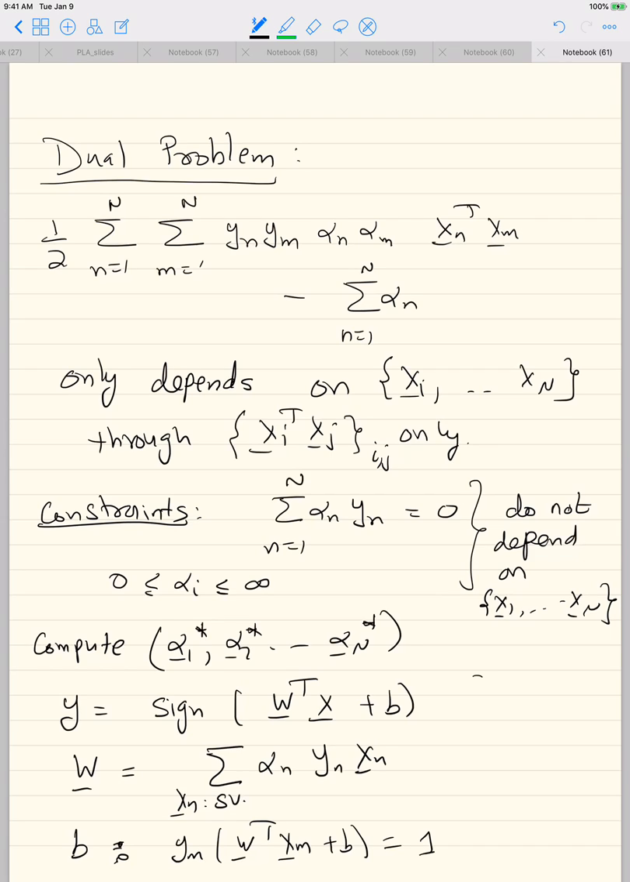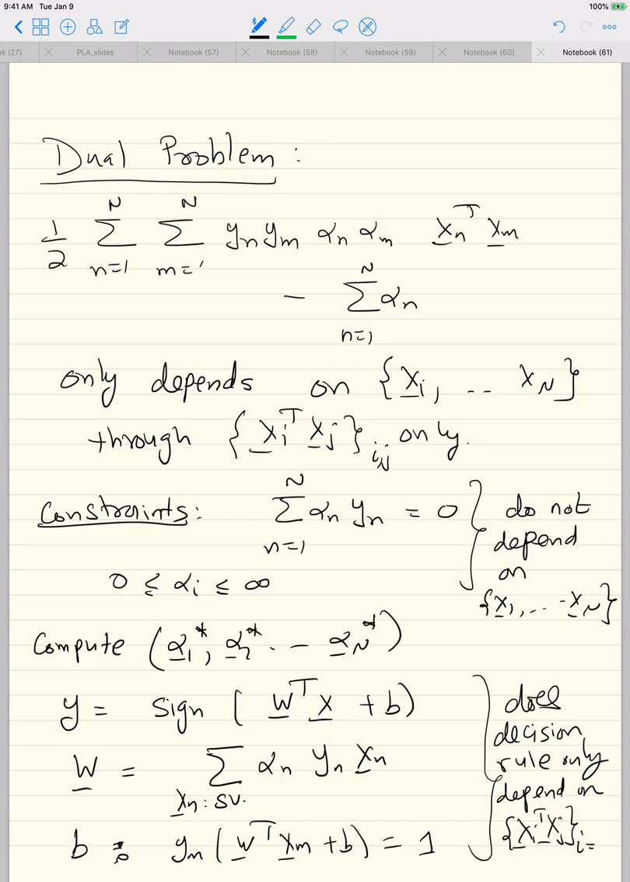Now the question is, does the decision rule only depend on the pairwise inner products, or do we need to know the actual values of the data vectors to compute the decision rule? What we have seen is, to compute the alpha stars, the optimal solution of the dual problem, we do not need the original data vectors. We only need the pairwise inner products between the data vectors. But perhaps to implement the decision rule, we may need the original data vectors. So let's see if this is the case.